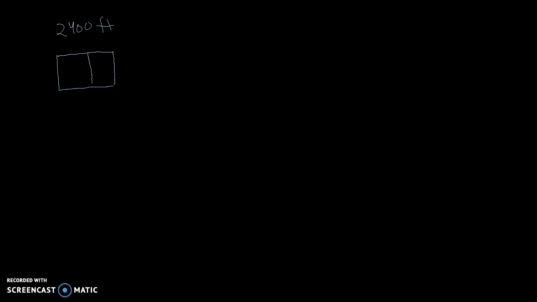We define some variables. Let x be the length of the enclosure, and let y be the width of the enclosure. Then the area is equal to x times y, and we would like to maximize the area.